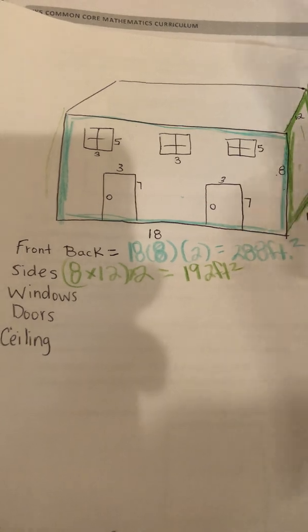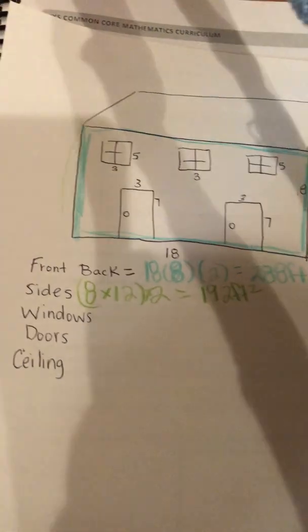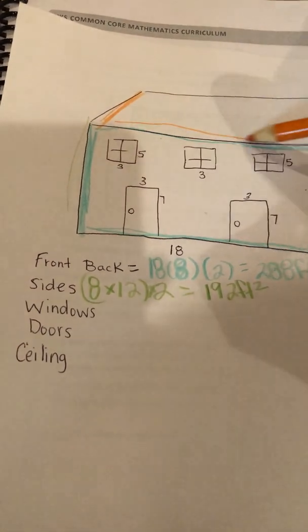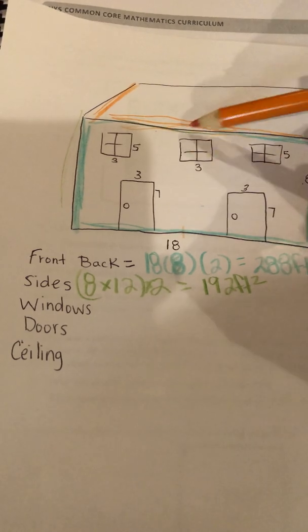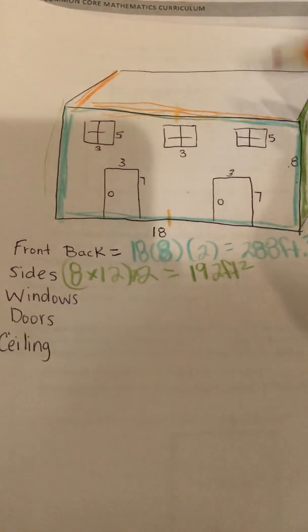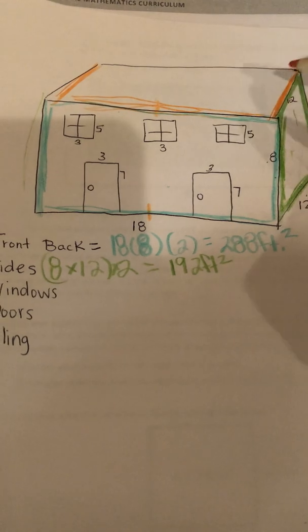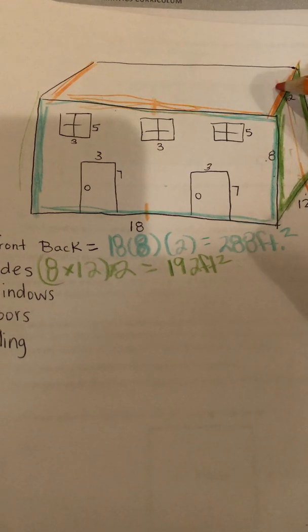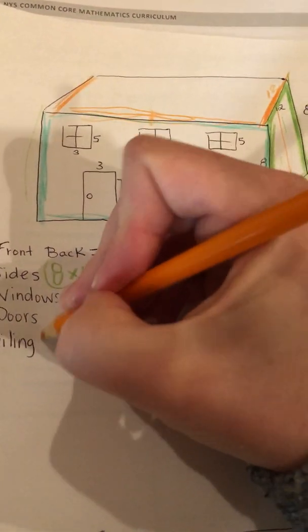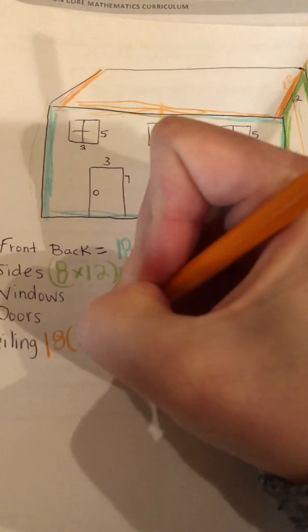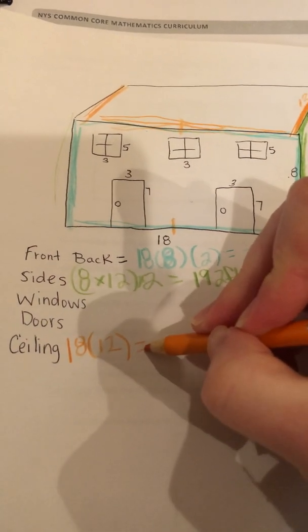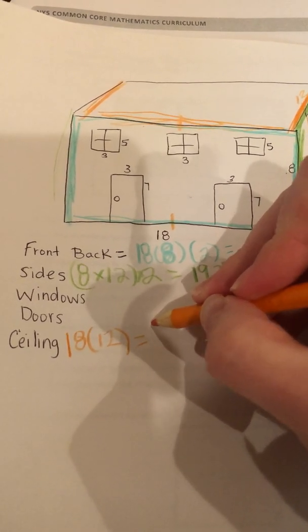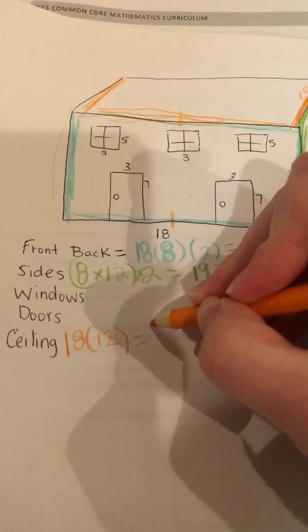Now it says he wants to paint the ceiling. So the ceiling, I'll do in orange. The ceiling's dimensions are 18, because if this is 18, then this is 18. Now if this is 12, then this is 12. So the ceiling is 18 by 12. And I don't have 2 ceilings, so I'm not going to times this by 2. So 18 times 12 is 216 feet squared.